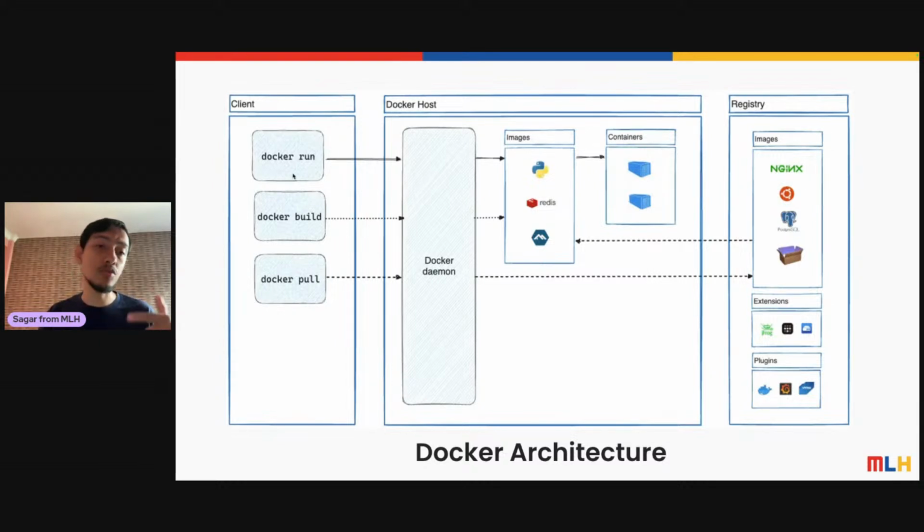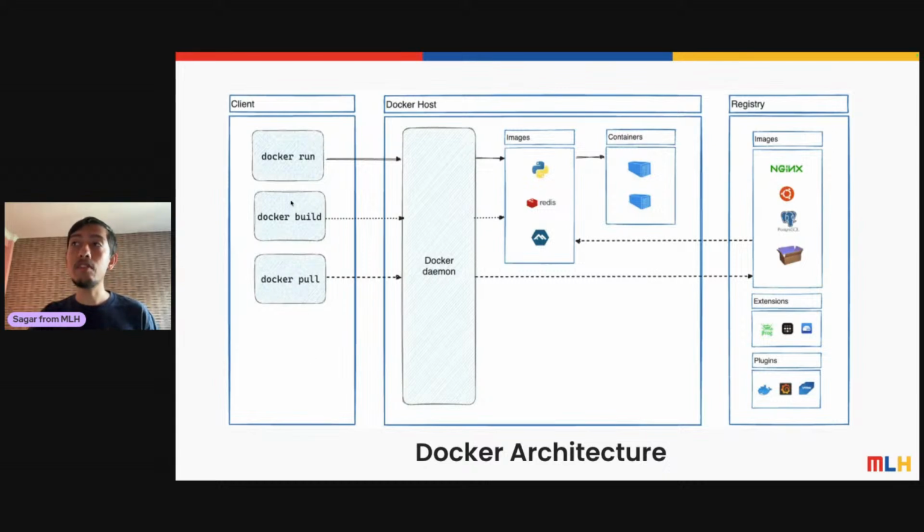So Docker run is actually used to start and run the containers, right? So that is the Docker run command. Docker build is used to build the container image. Don't worry if you do not understand the meaning of this command right now. I will explain that in some minutes. And Docker pull is used to actually pull the Docker images from the container registry.